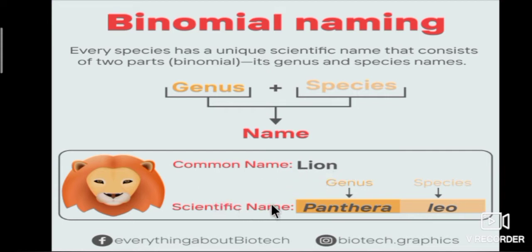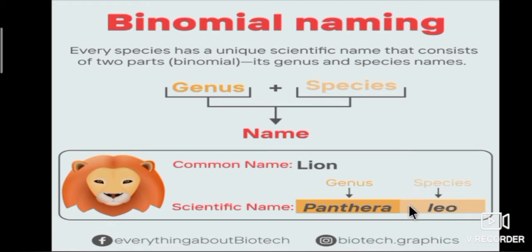Scientific name is Panthera leo. Here, Panthera is the genus name, which should start with a capital letter. Leo is the species name, which should begin with a small letter.